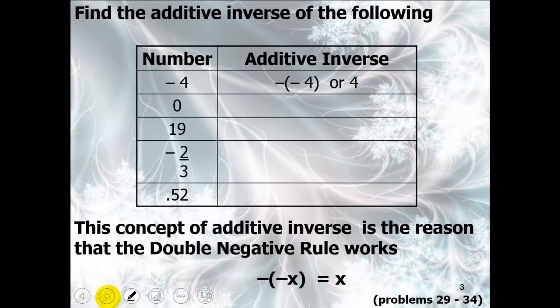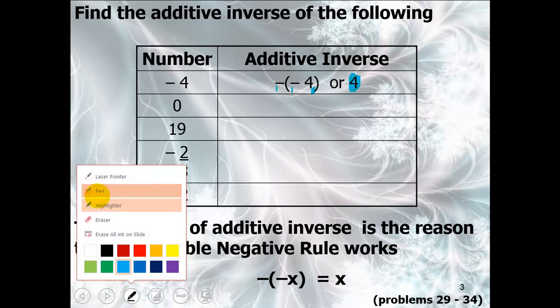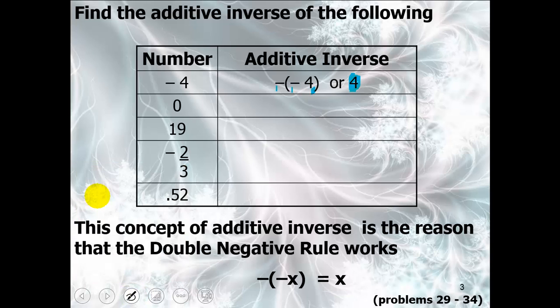All right, let's try and find some additive inverses. I've done the first one for you. The opposite, or -4, is our first number. We want to know what number we add to it so that it adds to 0. Well, that would be +4. It's the opposite of a -4. The opposite of a negative, that's positive. Additive inverse for 0. 0 doesn't have a sign, so it's just 0. 0 plus 0 is 0.